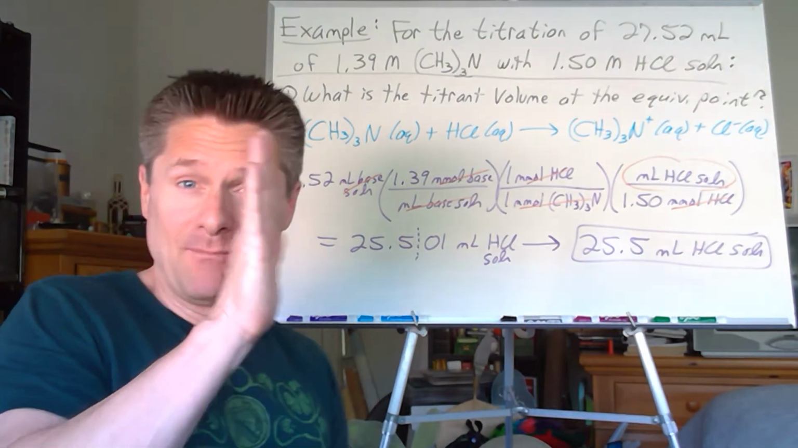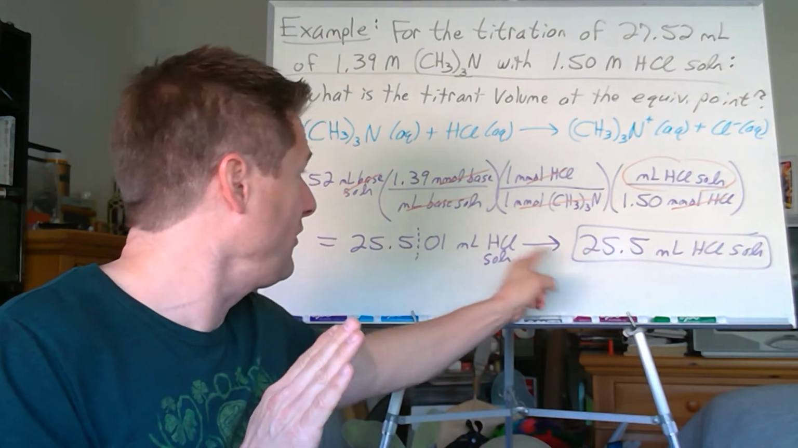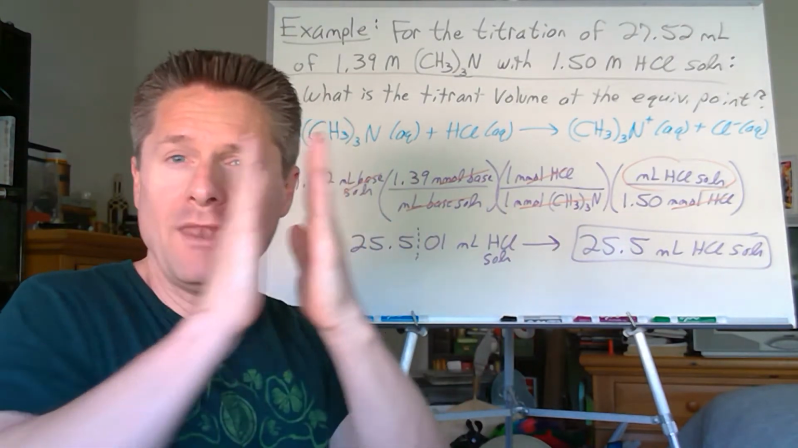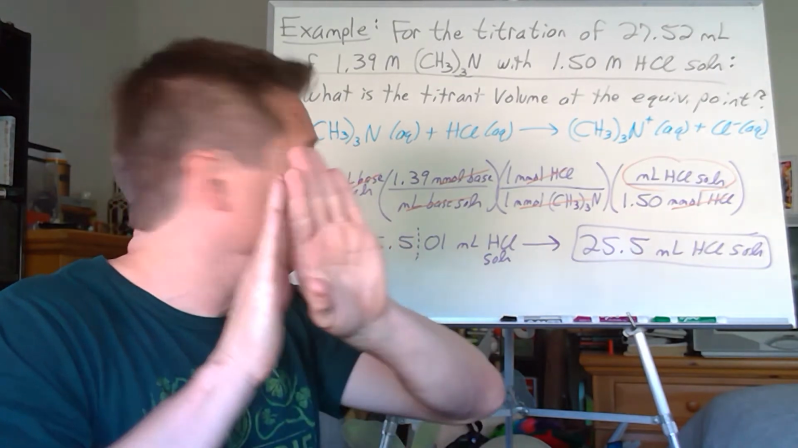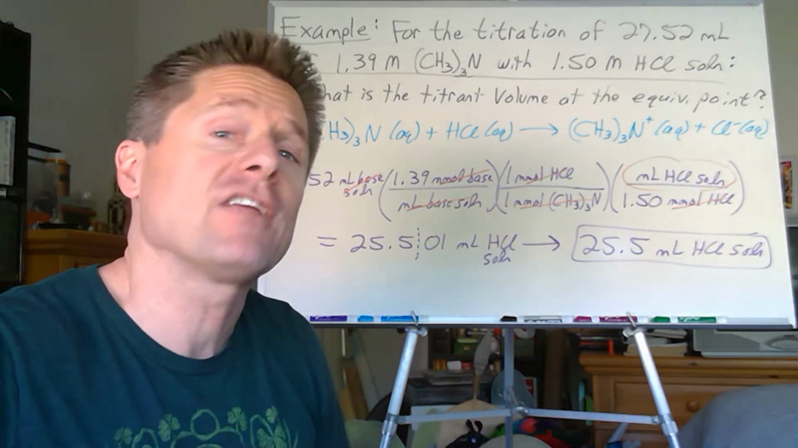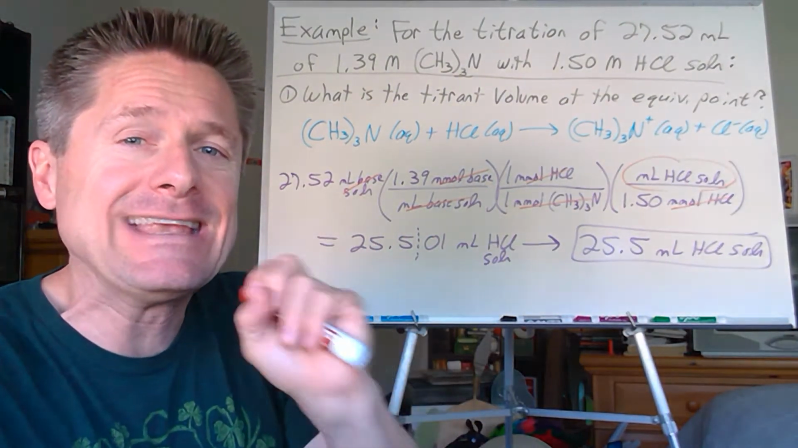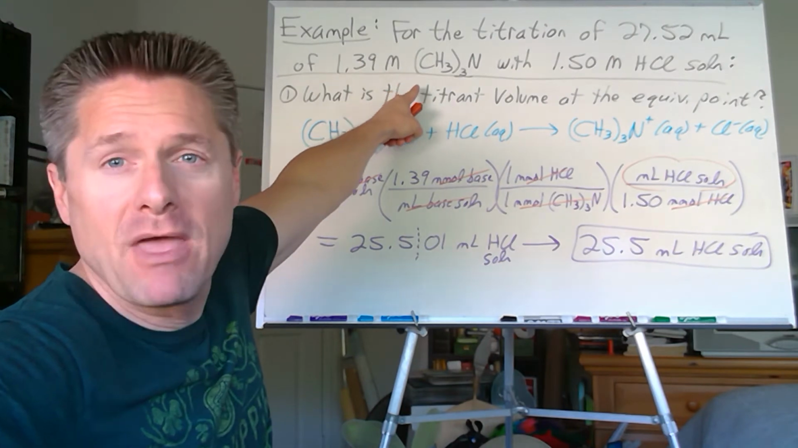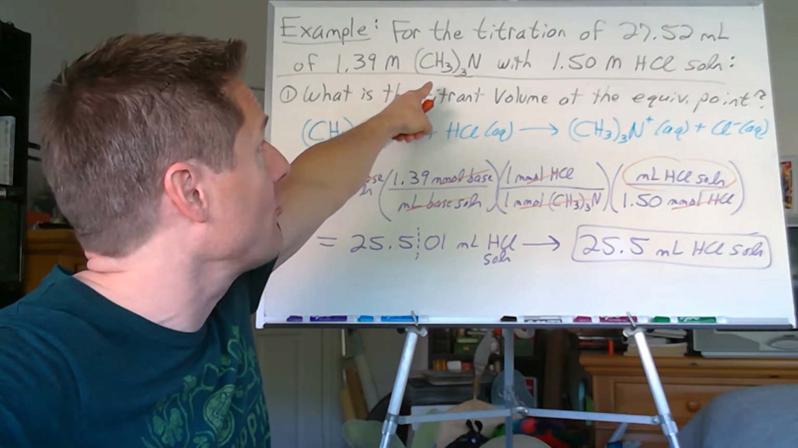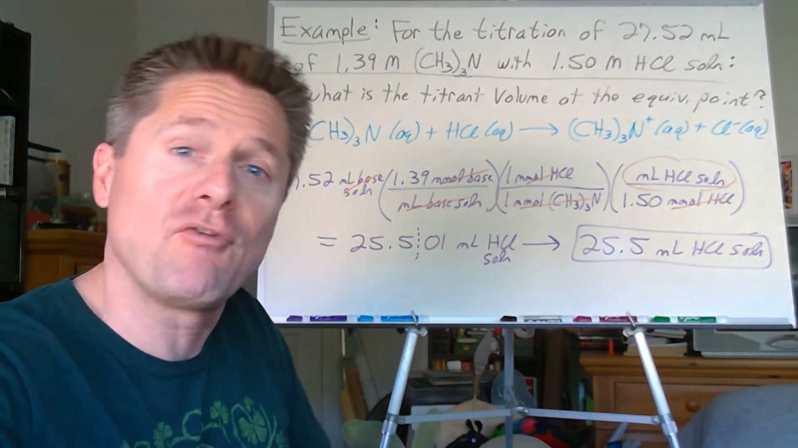So that's the middle point of my titration curve. Any volume before 25.501 is pre-equivalence, and anything past 25.501 is post-equivalence, and the mathematics are different for each one. So now let's go to step 2. Let's calculate the initial pH of the trimethylamine, the 1.39 molar trimethylamine, without having added any acid yet. See if you can jump on that before I erase my board.